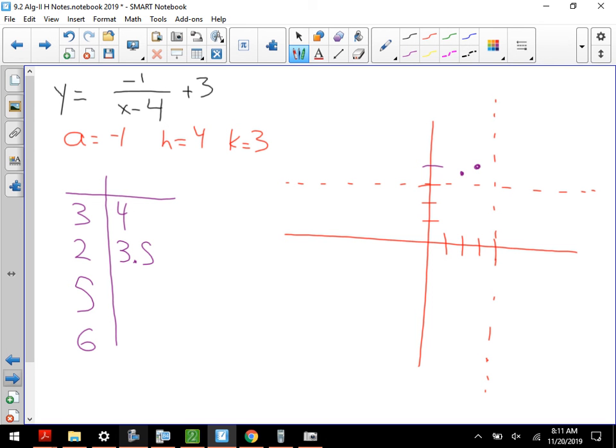So at 5, what's 5 minus 4? 1. Negative 1 divided by 1? Negative 1 plus 3? 2. So at 5, we're at 2. Should the next one be above it or below it, you think? It should be above it, yeah. Very good. You should start to catch that if it's bouncing one way, it's got to bounce the opposite direction because of the symmetry. 6 minus 4. 2.